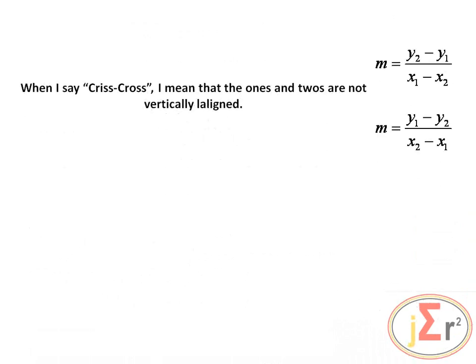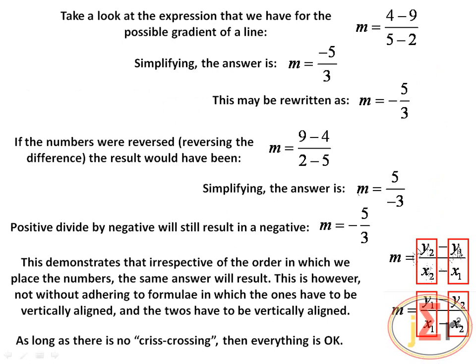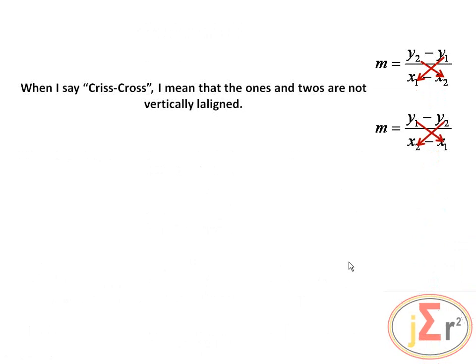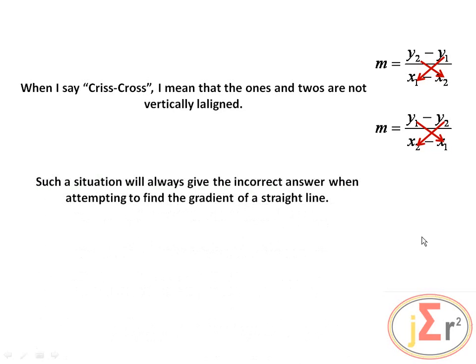When I say crisscross, I mean that the ones and twos are not vertically aligned. So if we have a situation like this where the twos are like this and the ones are like that, we are sure that the answer will not be correct. And if we have the ones like this and the twos like this, also the answer will not be correct. But as long as we have them vertically aligned like so, so, so, and so, then we are sure that we are always going to get the correct answer. Such a situation will always give the incorrect answer, this one that we have right here, when attempting to find the gradient of a straight line.